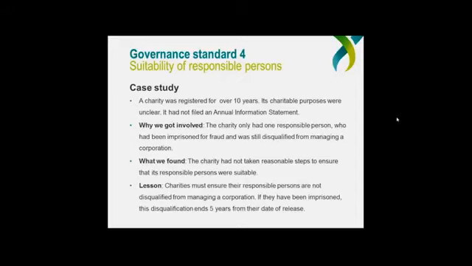So what we found was that the charity actually hadn't taken reasonable steps to ensure that its responsible persons were suitable. And the lesson there is that charities must ensure that their responsible persons are not disqualified from managing a corporation. In this example, if they had been imprisoned, the disqualification doesn't end until 5 years from the date of their release from prison. So it does continue on for quite a long period. Okay, so that's Governance Standard 4.